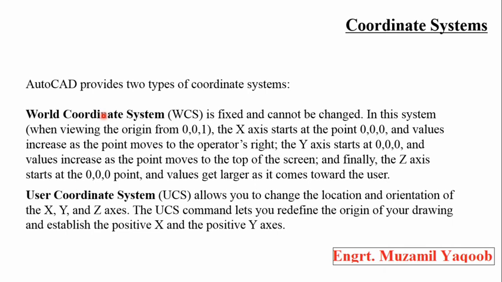The next is the user coordinate system or UCS. It allows you to change the location and orientation of the x, y and z axes. The UCS command lets you redefine the origin of your drawing and establish the positive x and positive y axis.